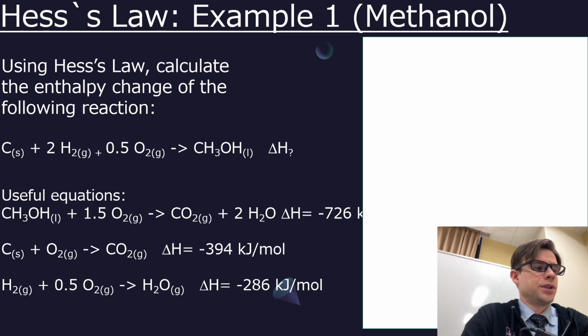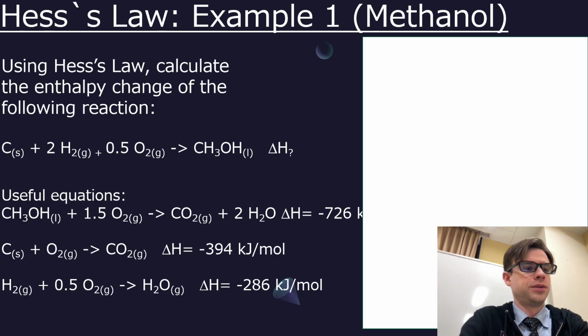And then we get some useful equations. So we've got combustion of methanol: methanol plus 1.5 mole O2 goes to CO2 plus 2 H2O, delta H minus 726 kilojoule per mole for that. We've also got the combustion of carbon, or the enthalpy of formation for CO2. Both of those are this equation, minus 394. And then H2 plus O2, this is combustion of H2 gas, or the enthalpy of formation of water, delta H minus 286.